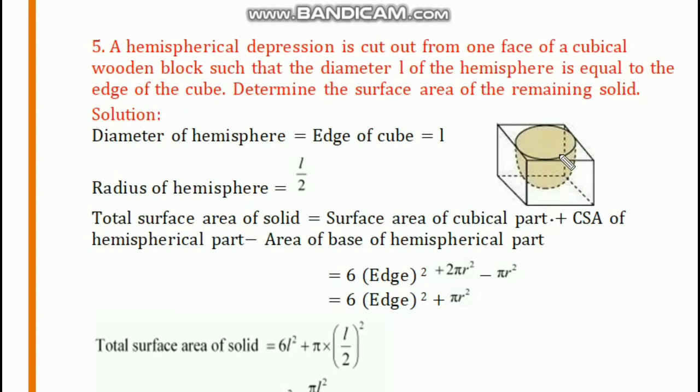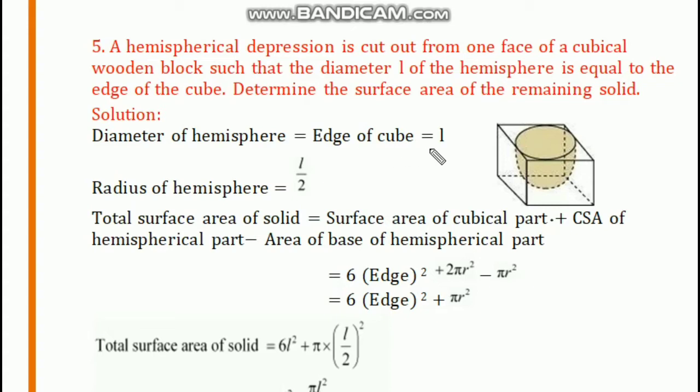So first, we need to find out the total surface area of the cube, plus we need to add the curved surface area of the hemisphere. Curved surface area of the hemisphere minus area of base, because this place we cut out. We cut out the hemisphere from the cube. I hope you understood this concept.